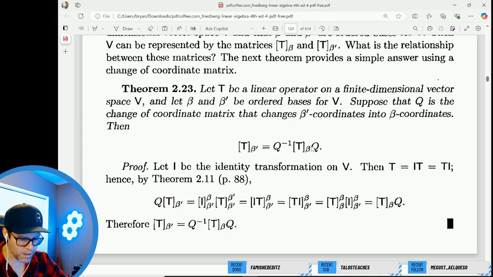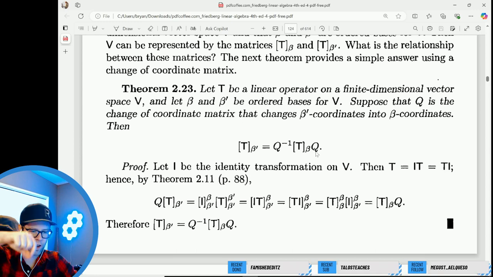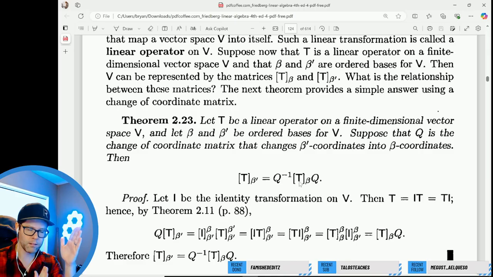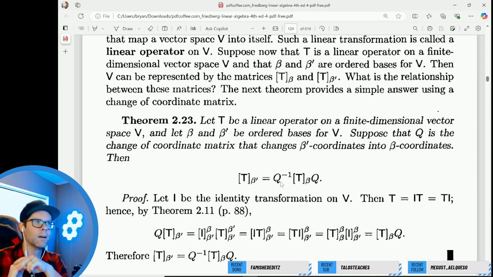And this one should kind of be obvious if you remember how Q and Q inverse work. So what does Q do? Q is going to change from beta prime to beta, right? Then we're going to move that vector into T with respect to beta. So my output's going to be a vector in the T of V space with regards to beta. And then Q inverse is going to take that output vector that's in beta coordinates and convert it back to beta prime coordinates. Yeah, very cool.